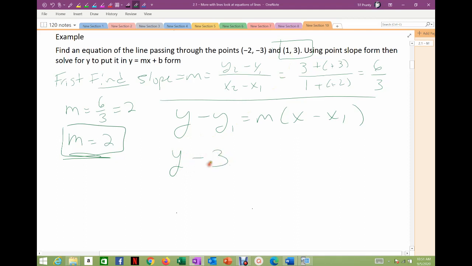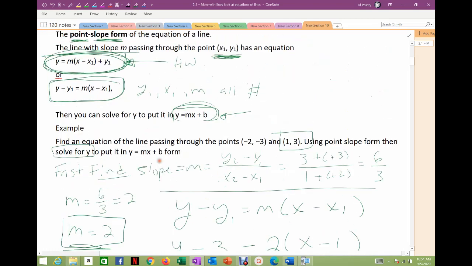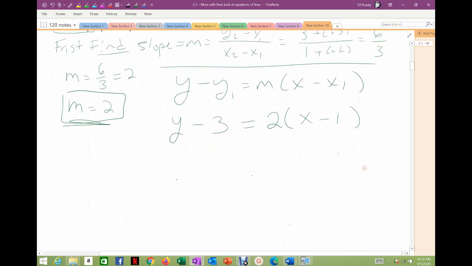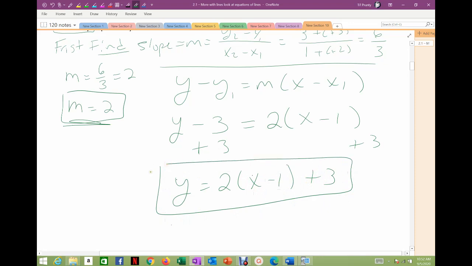So my y value is 3, so it's y minus 3. The slope I found was 2. My x value is 1. Alright, so there's my point slope equation. Now I'm going to solve for y and get it into this form, which means I'm going to add the 3 to the other side. And so we get y equals 2 times x minus 1 plus 3, which again, on the homework in MyMathLab, when they ask you to use the point slope equation to find the equation of a line and solve for y, is a form that they'll accept, so you can plug that in.